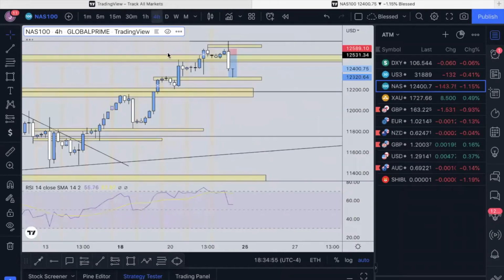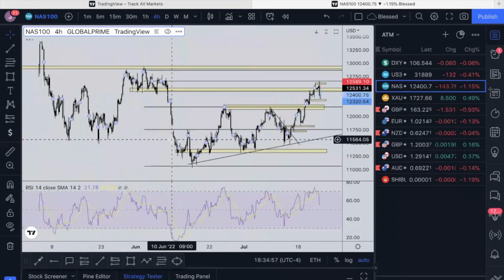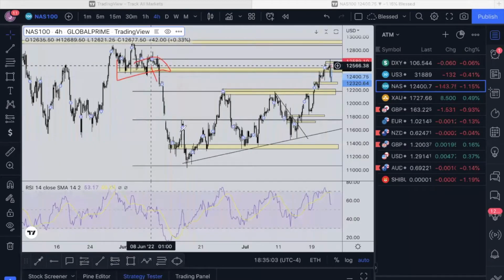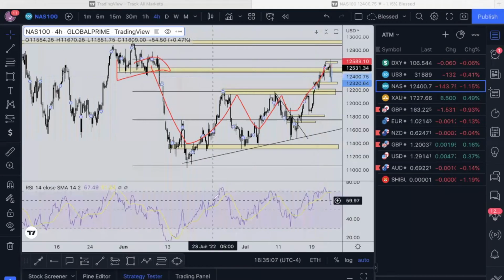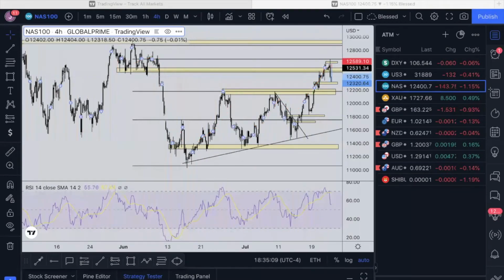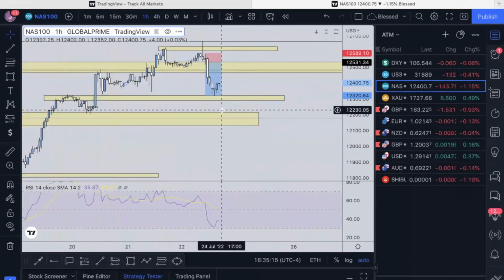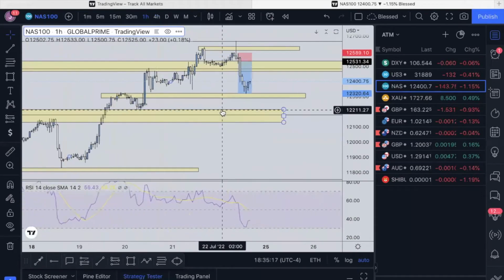4 hour. So here it was right at resistance. Price came up. There was resistance here. Price eventually came up to this area and threw a double top at a key resistance area. So this is just added confirmation and confluence to why I was selling.